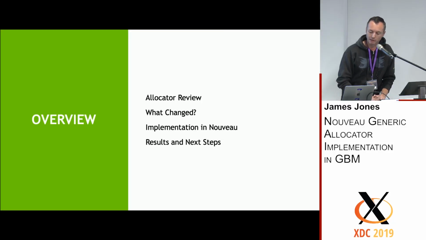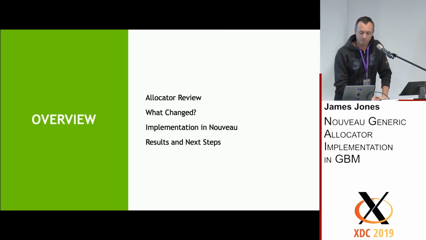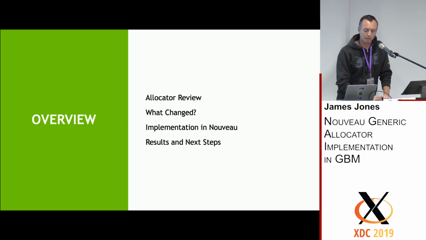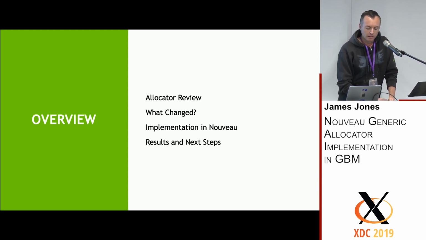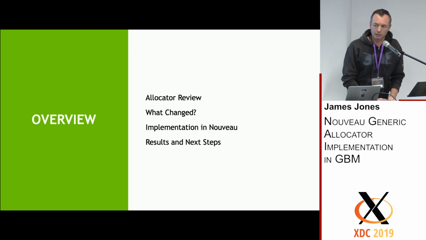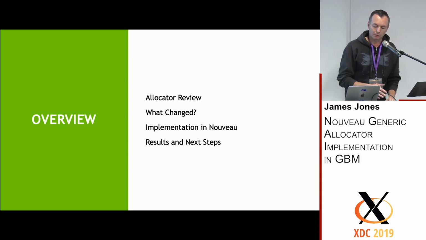So if you don't know what I'm talking about, don't worry. I'm going to give an overview of what the allocator is and how it was described two years ago at my talk at XDC 2017 and the brainstorm we did at XDC 2016. And then I'll talk about what's changed in my thinking in this prototype versus the last prototype. I'll talk about the implementation of the concepts in Nouveau and the open source driver stack in general, and how that went and how it maps to the existing APIs. And finally, I'll talk about the results of that implementation work and give some next steps.